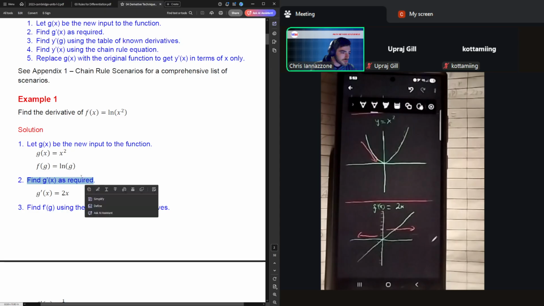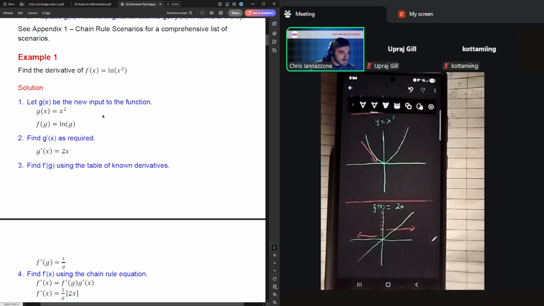From there, find the derivative of the inner, so derivative of g. That's going to be 2x. We saw how that one worked earlier. Power goes down the front, and the power gets reduced by 1.